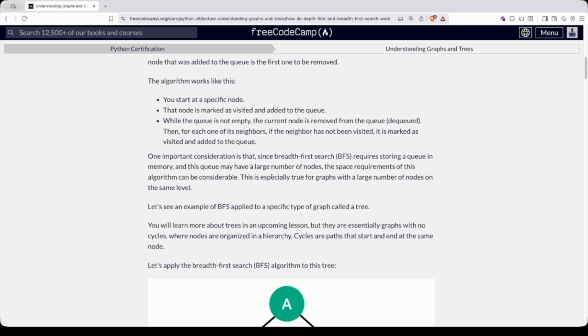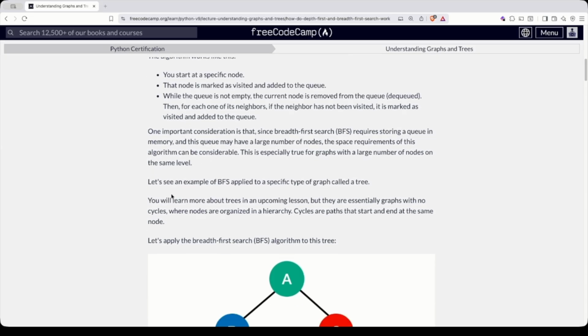One important consideration is that since breadth first search, or BFS, requires storing a queue in memory, this queue may have a large number of nodes. The space requirements of this algorithm may be considerable, and this is especially true for graphs with large numbers of nodes on the same level.